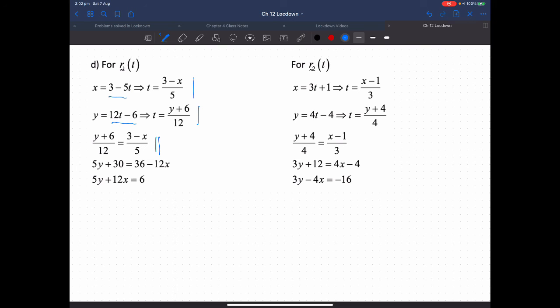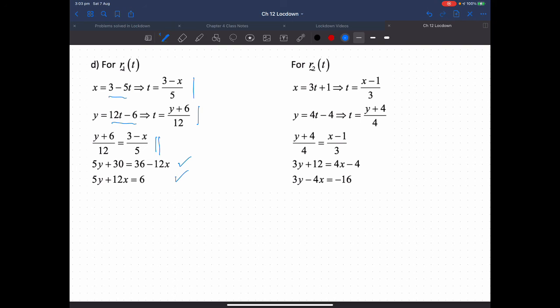Now what I do is tidy it up. I can times my left hand side by 5 and my right hand side by 12, and I've expanded those brackets, giving me 5y plus 30 equals 36 minus 12x. Now I've got an expression where I've got 5y plus 12x, because I've taken the 12x across, equals 6, because I've taken the 30 across to the other side. So I've got an equation of a straight line.